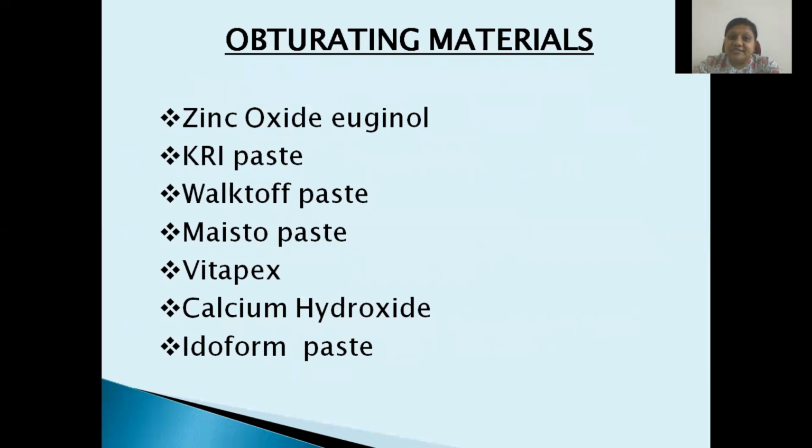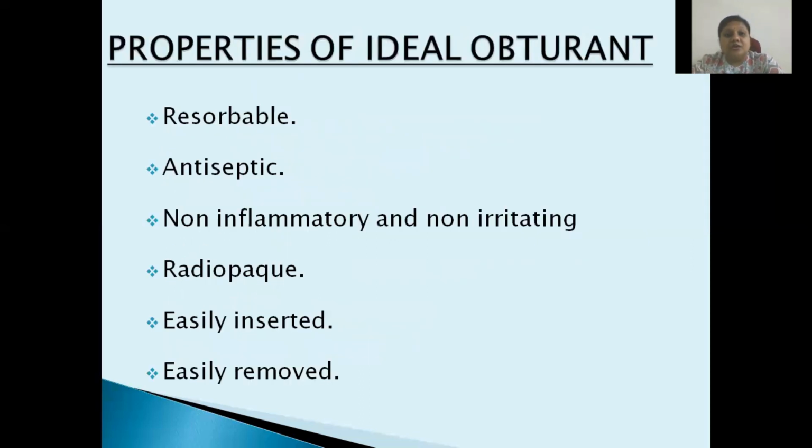Coming on to the obturating materials. The materials we know are zinc oxide eugenol, the Kri paste, the Walkhoff paste, Maisto's paste, Vitapex, calcium hydroxide, and iodoform paste. What are the properties of an ideal obturant? It is resorbable, it should be antiseptic, non-inflammatory and non-irritating, radio-opaque, easily inserted, and easily removed.